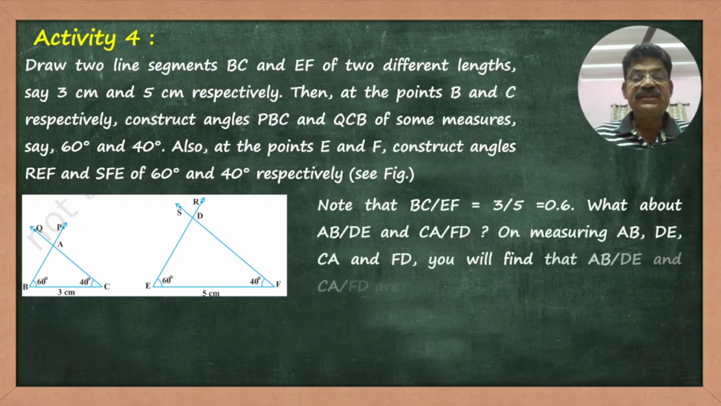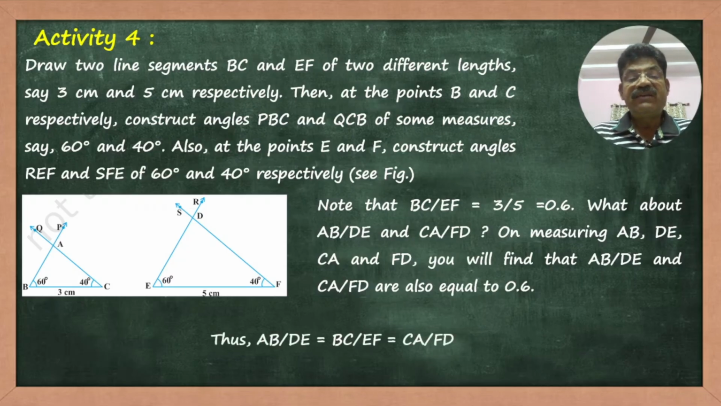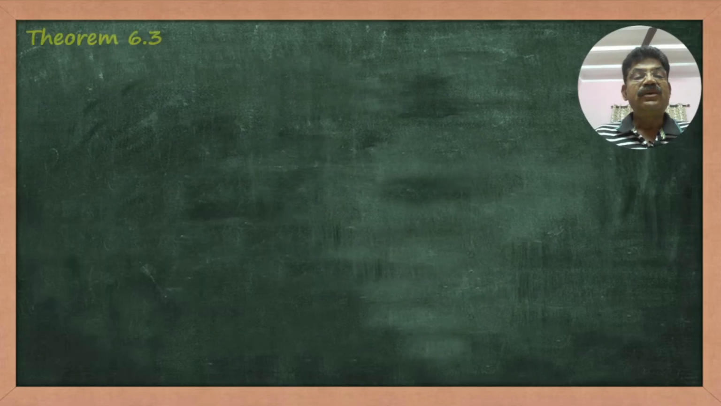Now what you have to do is measure the lengths AB and DE and find the ratio. Already the ratio between BC and EF is 3 divided by 5, which is equal to 0.6. Now measure the ratio of the corresponding sides AB and DE. Find the lengths and form the ratio. AB divided by DE, you will wonder, will also be equal to 0.6. Similarly, AC divided by DF will also be equal to 0.6. So that is the activity. Therefore, we conclude AB divided by DE is equal to BC divided by EF is equal to CA divided by FD. Now keep that idea in mind and look at theorem 6.3.